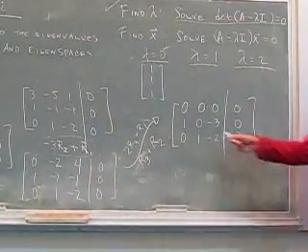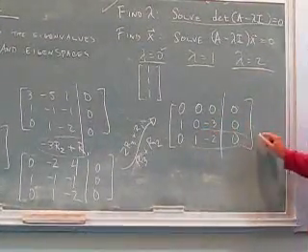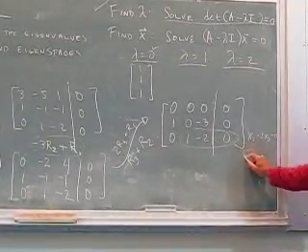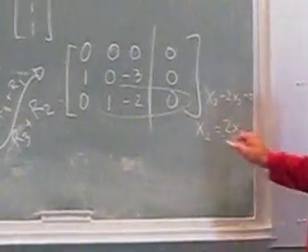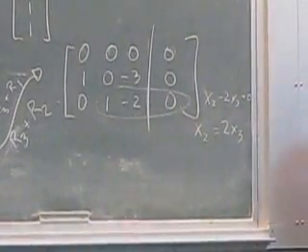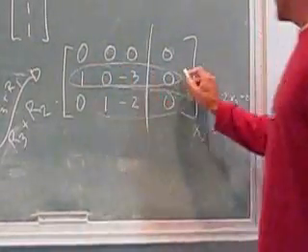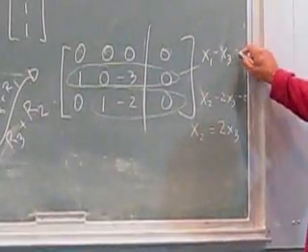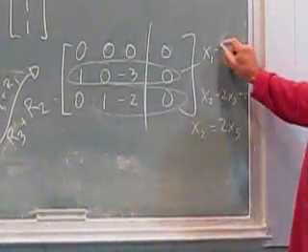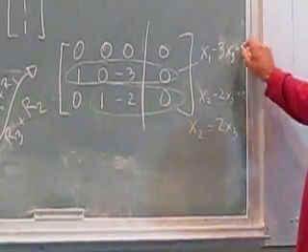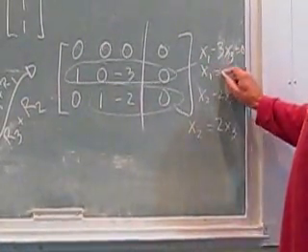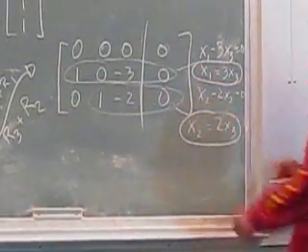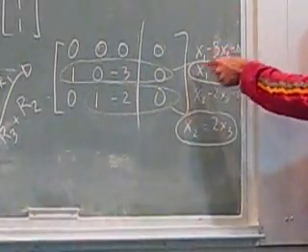Okay, now we're ready to read off the information. This here says that x2 minus 2x3 equals 0, so x2 equals 2x3. This one here says x1 minus 3x3 equals 0, so x1 equals 3x3. So x2 equals 2x3, x1 equals 3x3.